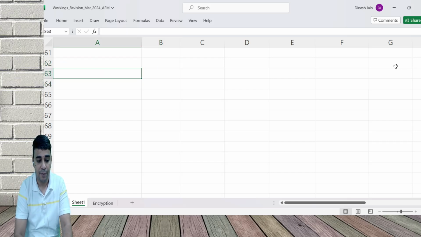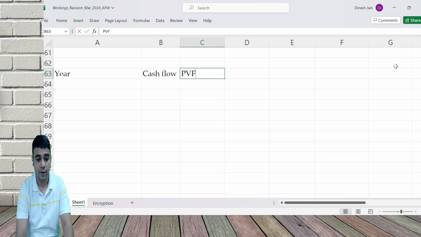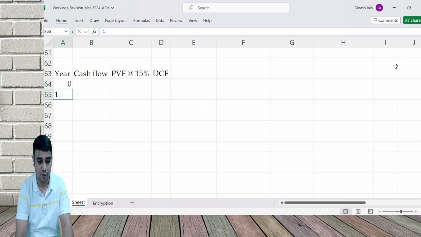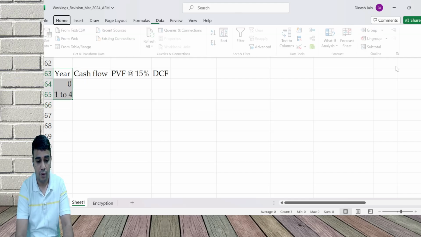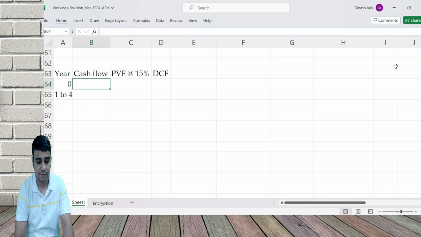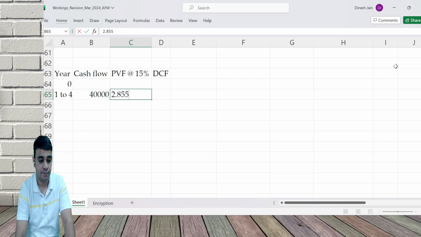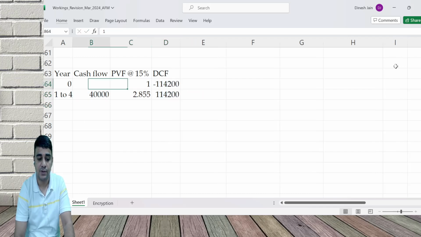So here, if I apply IRR, cash flow, PVF, DCF. What's the IRR rate they've given? 15%. So if I put this at year 0, and years 1 to 4, what is the inflow they have mentioned? Annual cost saving. Tell me the 4-year annuity factor at 15%. 1 divided by 1.15 equals 2 point something. This number is this much, and you get this as the PV of outflow.